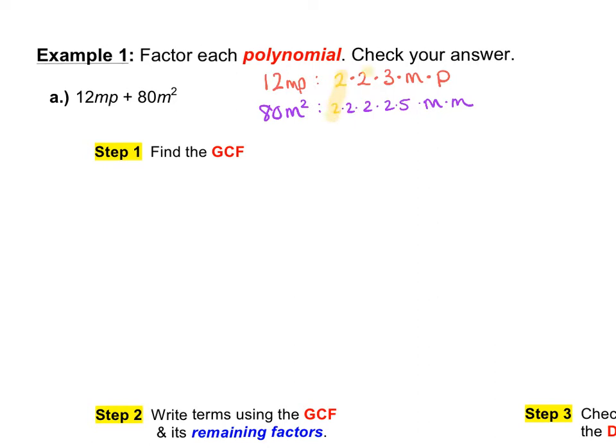So I have a 2, another 2, and an m. So the GCF for this is 2 times 2 times m, which is 4m. So that's my GCF.